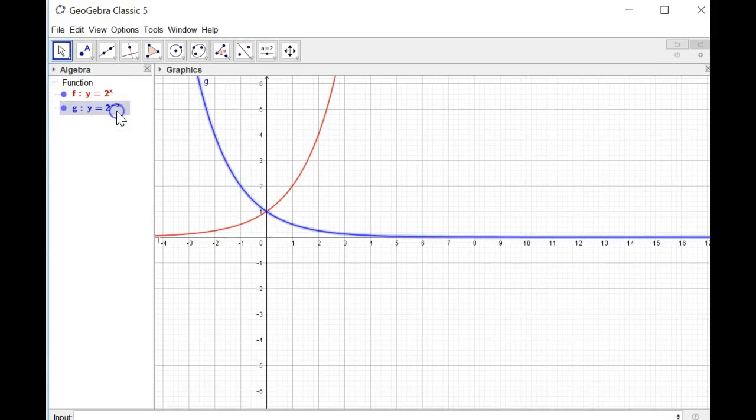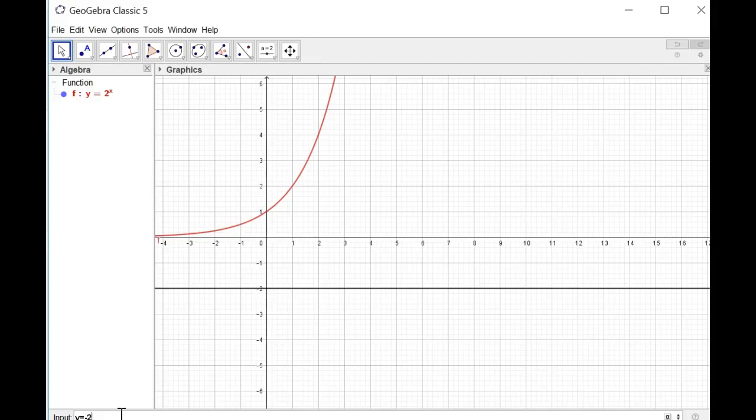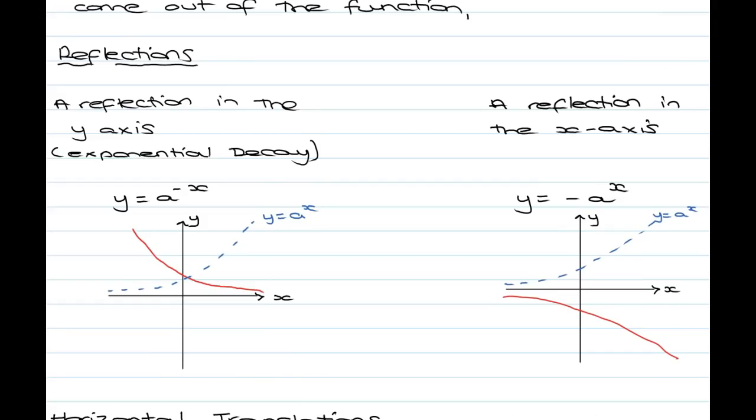Okay, so now what I'm going to do is show you how we do a reflection in the x-axis. So I'm going to put in the function y equals negative 2^x. And you can see now this line going down, this is a reflection of the line above in the x-axis. So just moving back to our notes, this is generally associated with exponential decay.